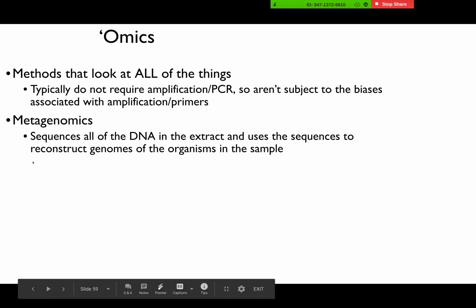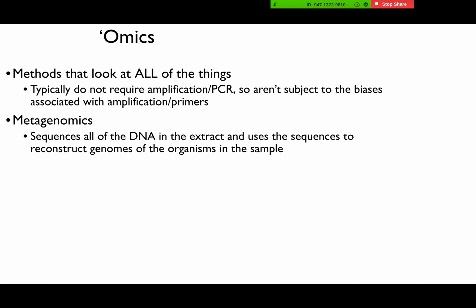This is a really good method to understand how microbial communities work, what their metabolic potentials are, again, without all those biases of PCR. But the reality of this method is it does require lots of sequences. So for a good metagenomic sequencing, you need at least 1 million DNA sequences, preferably tens of millions. So it is much more data intensive.